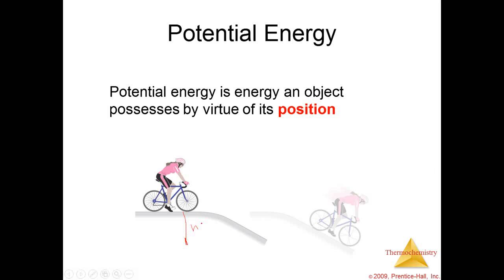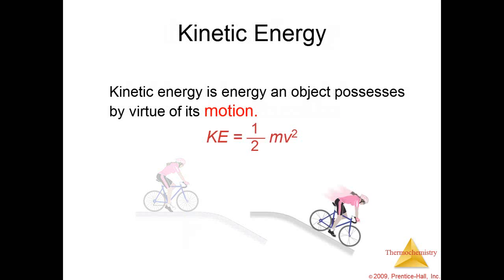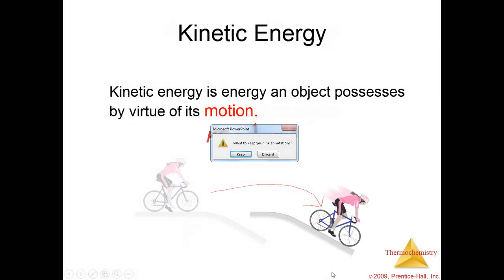Okay, this distance. As opposed to kinetic energy, which is the same definition, but we change one word. Kinetic energy is the energy an object possesses by virtue of its motion. So as that biker goes from the top of the hill down the hill, that potential energy gets converted to kinetic energy. So kinetic energy is often called the energy of motion. So let's take a look at a simulation that we have.